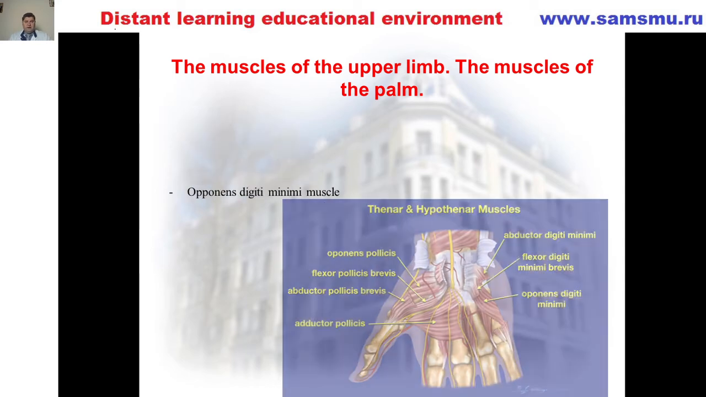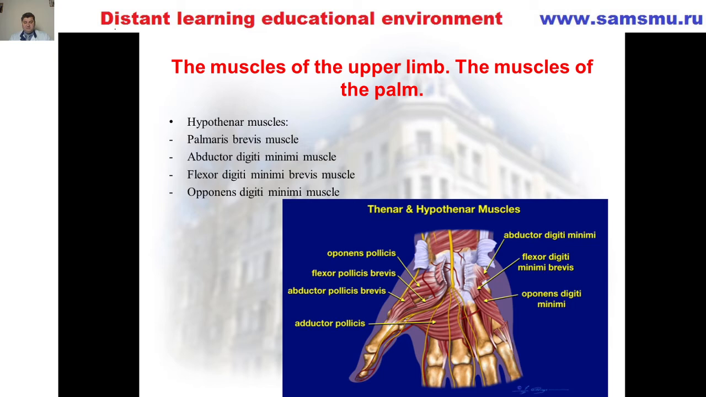So next we'll talk about hypothenar muscles. So you may see four hypothenar muscles. First, the short palmar muscle, or musculus palmaris brevis, lies superficially under the skin. It arises from the ulnar border of the palmar aponeurosis and from the flexor retinaculum and ends in the skin of the ulnar border of the palm. It tenses the palmar aponeurosis and forms little folds on the medial edge of the hand.